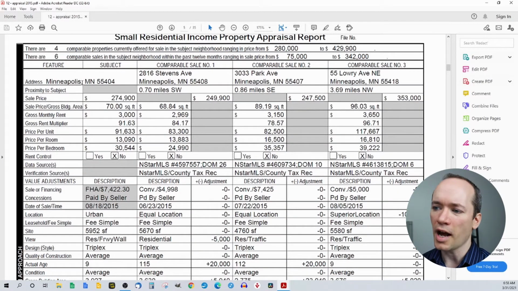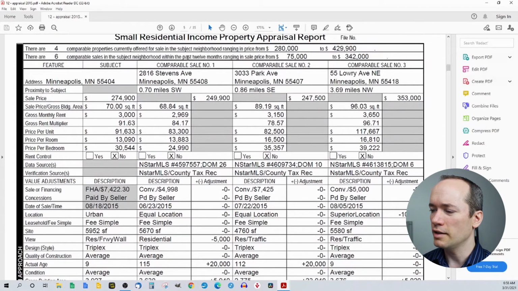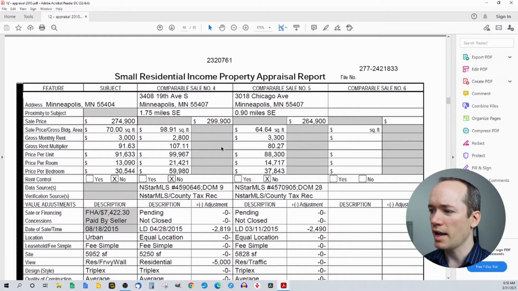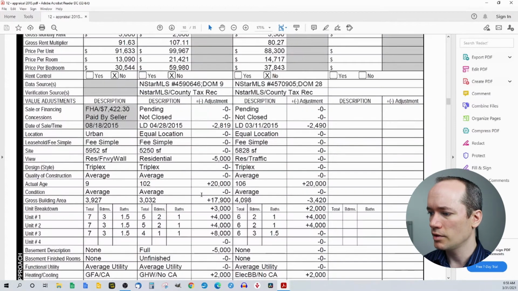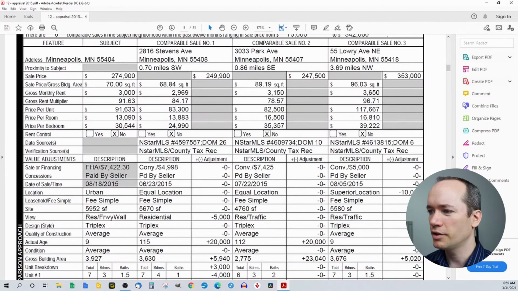So you'll see here on the left column is our subject property, has the sale price, square footage, rental income, and a lot of other features. Then in the subsequent columns 1, 2, and 3, we have the sales comparables. And there's actually an addendum that has additional comps, and these ones are pending sale. So it's just additional information to reference. Okay, back to page 3 here.